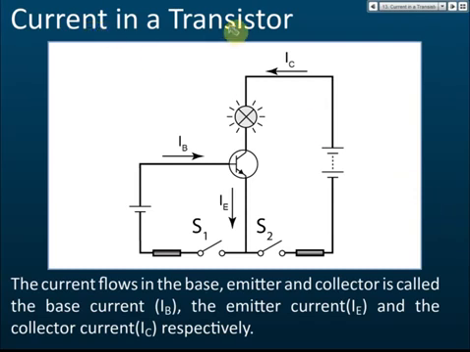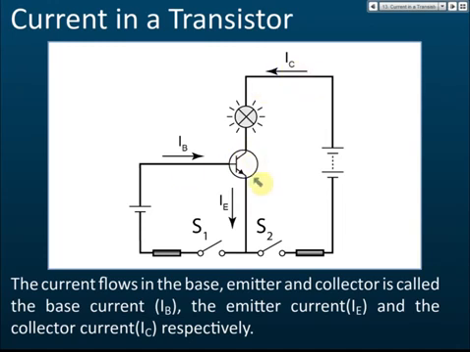Current in the transistor. The current flow in the base is called the base current, and it's denoted by I sub B. The current flow in the collector is called the collector current, denoted by the symbol I sub C. And the current flow in the emitter is called the emitter current, denoted by the symbol I sub E. So we have base current, emitter current, and collector current.